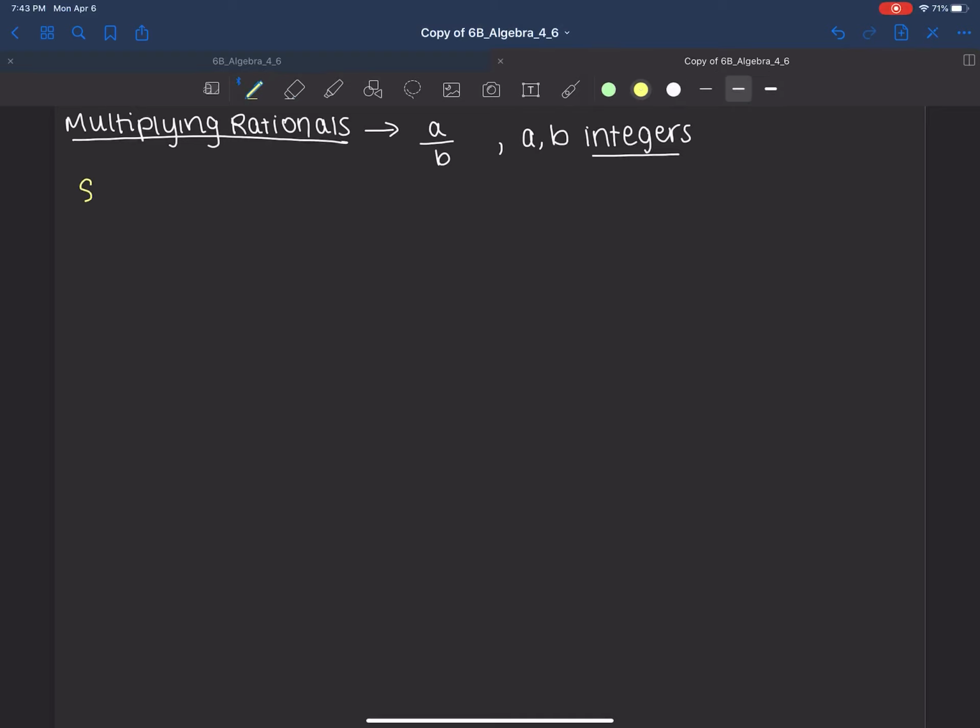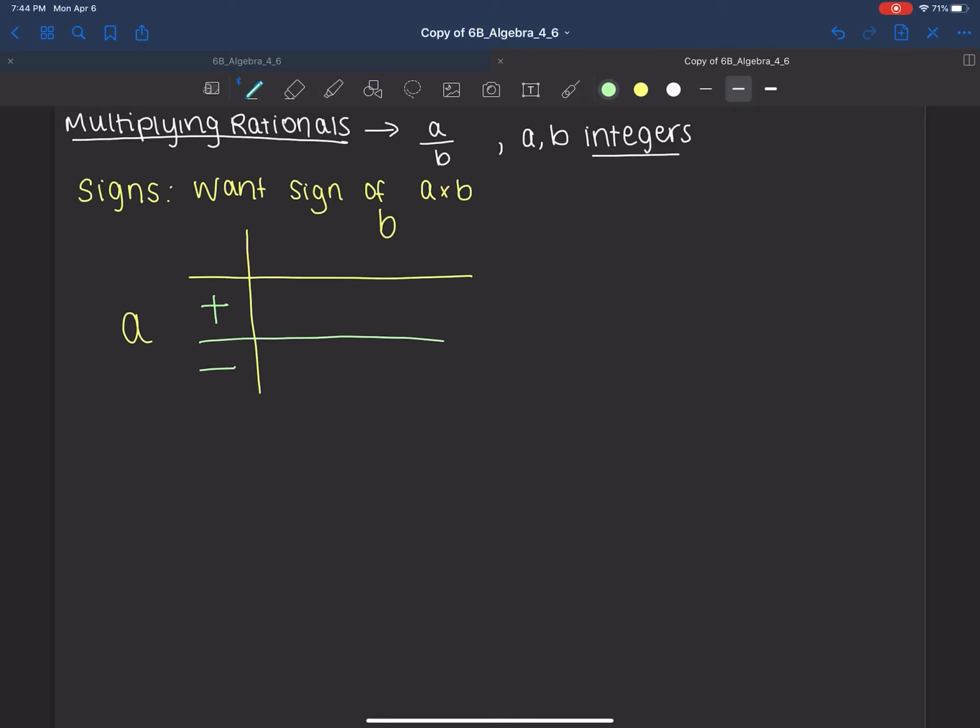So let's do signs. And let's say we want the sign of a times b. Okay, so I'm going to draw out a table. I'm going to let rows correspond to the sign of a and columns correspond to the sign of b. So a could be positive or negative. And similarly, b could also be positive or negative.